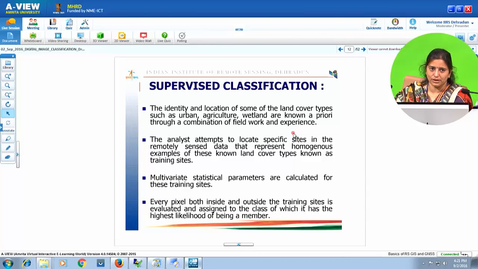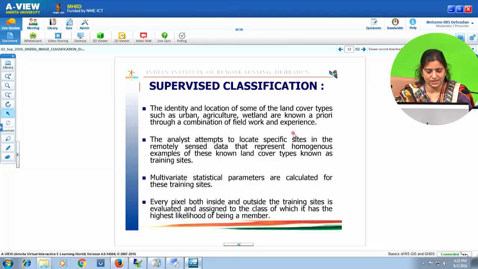So coming to types of digital image classification, basically we have two types of digital image classification. First one is supervised classification and the other is unsupervised classification. As the name itself suggests, supervised classification means we are supervising the computer to perform the classification, whereas in unsupervised classification, the computer is not supervised, it does the classification on its own. So let us see what is supervised classification.